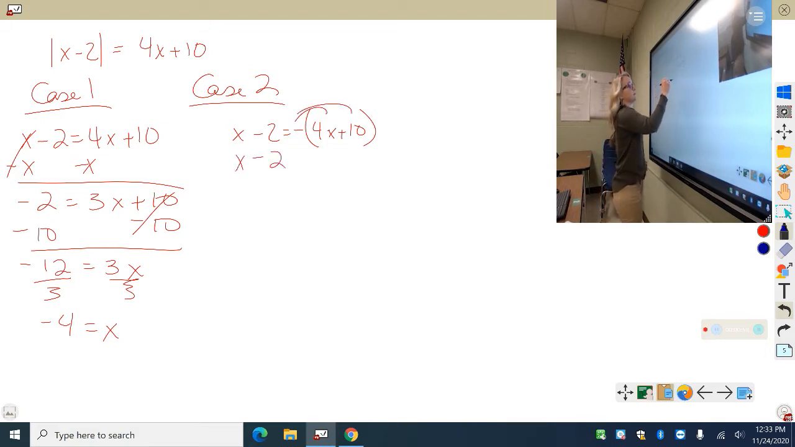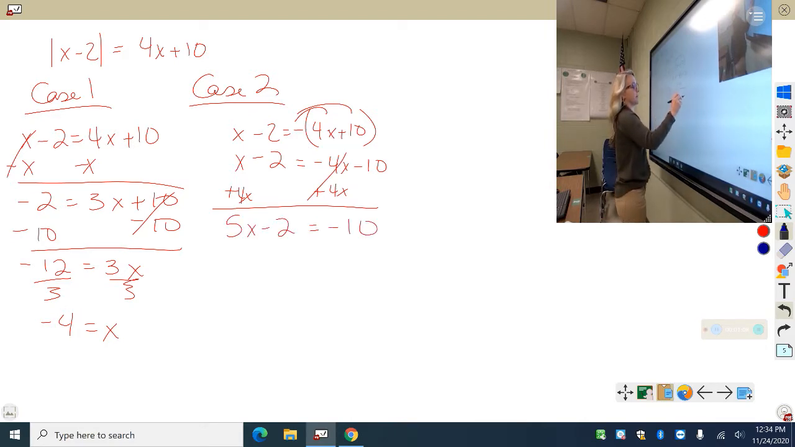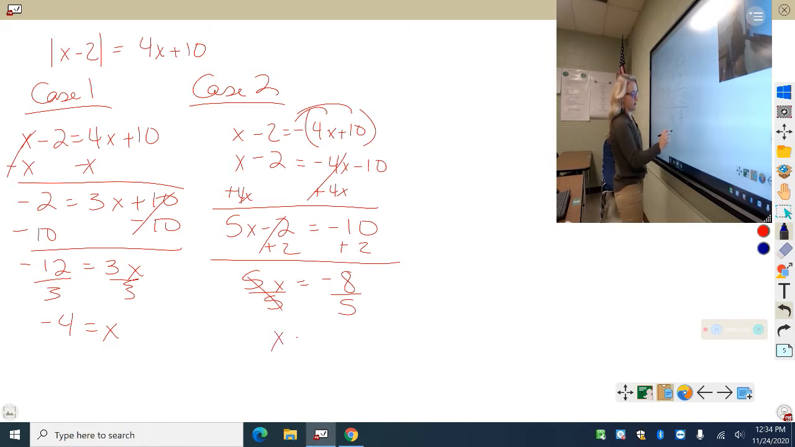So I have x minus 2 equals negative 4x minus 10. Add 4x. So I have 5x minus 2 equals negative 10. Add 2. So I have 5x equals negative 8. Divide by 5. And I'm going to be left with a fraction, which is fine. You just have to be able to deal with fractions when you check.